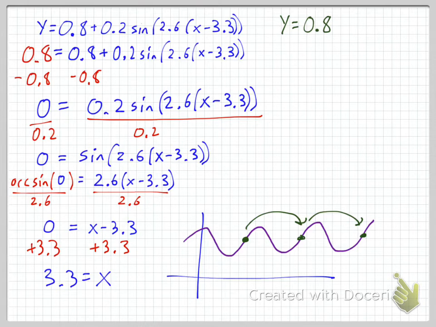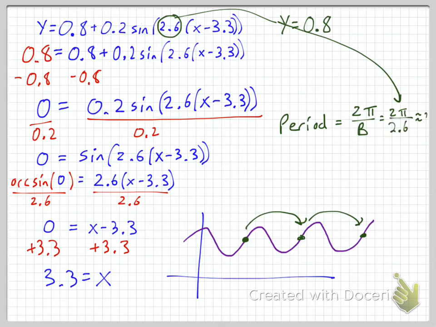So what we need to do is think about how we figure out all those other answers. And one way to do it, you notice I'm jumping over by the period, right? You go to the right, you add or subtract the period, and you get another correct answer. So let's figure out the period. Remember that period is equal to 2 pi over b. My b here is 2.6, so I do 2 pi divided by 2.6, and I get about 2.4.